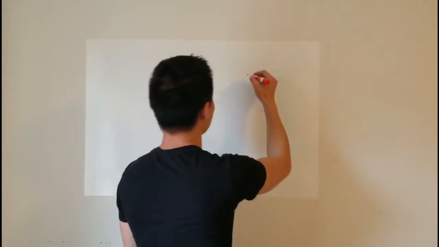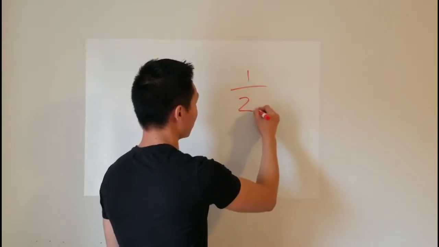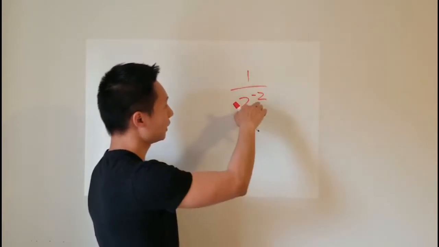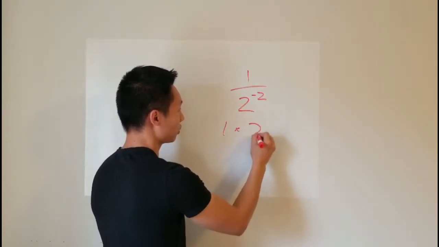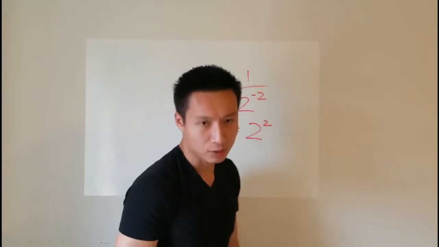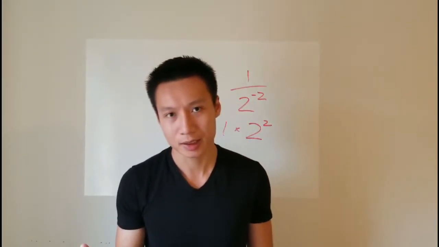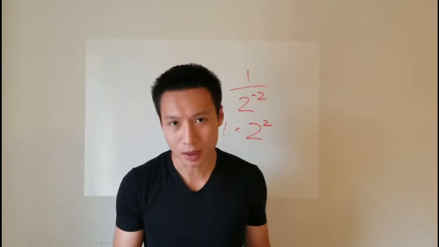If x and y were to be negative, then we know the effect of a negative exponent is that it flips the expression. So for example, if I have 1 over, say, 2 to the power of negative 2, right? The negative flips the fraction such that this becomes 1 times 2 to the power of positive 2. So if x and y are negative, then we won't have this divisibility problem anymore.